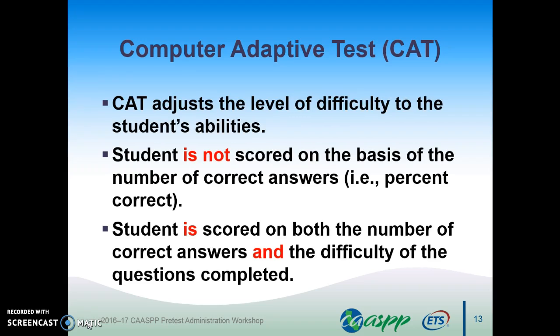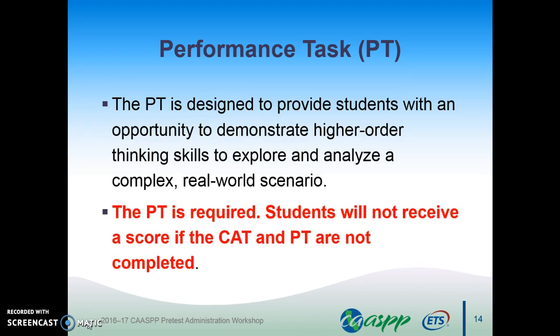So we know that CAT assessments, or computer adaptive tests, adjust the level of difficulty based on student progress in the assessment. Students are not scored on the basis of the number of correct. They are actually scored by both the number correct they get and the difficulty of the questions completed. And the difficulty is measured with Webb's Depth of Knowledge.